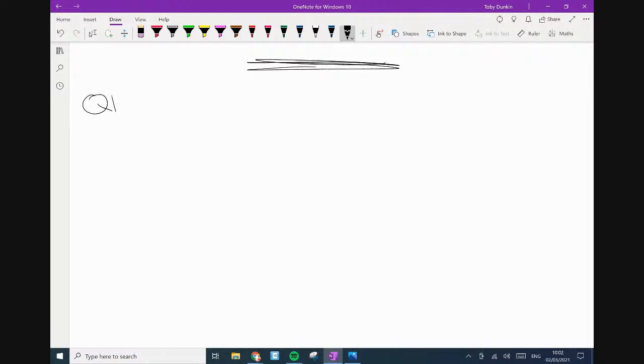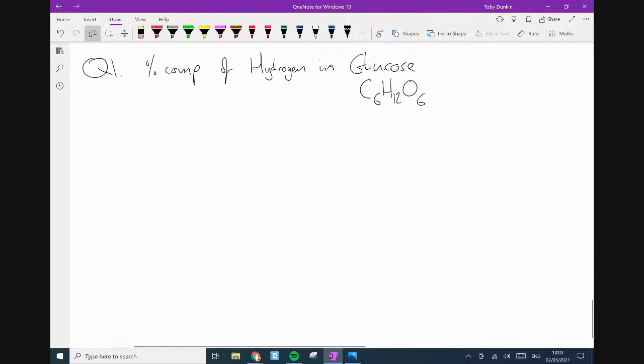Question number 1, I want the percentage composition of, let's make this horrible, hydrogen in glucose, C6H12O6. Off you go.